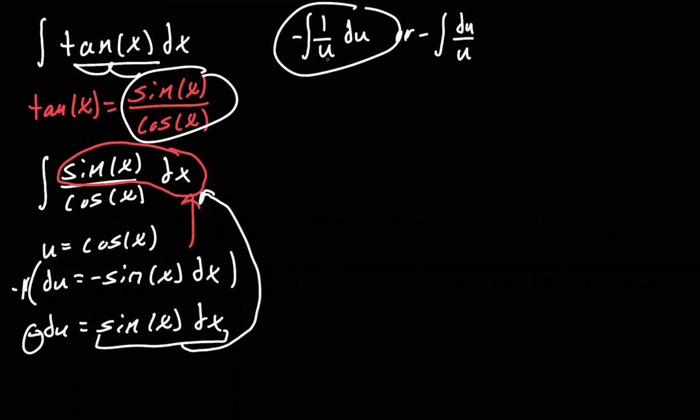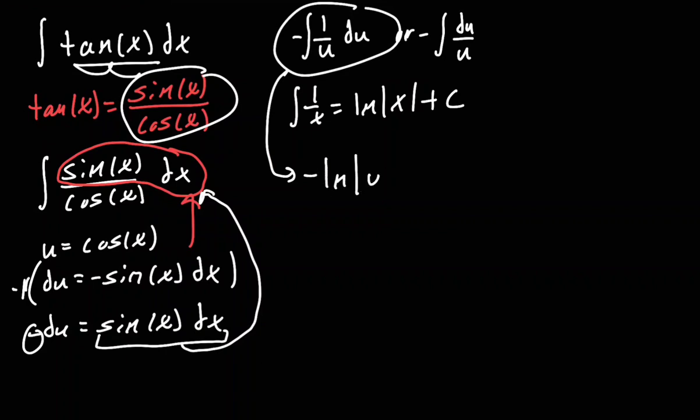So now here what we gotta solve is, well, what's the integral of 1 over u? This is the same as saying, okay, what is the integral of 1 over x? And we know that that's natural log x plus the constant of integration. It's that. Except in our case, instead of the x, we have a u. So for us, this would be negative natural log u plus our constant of integration.